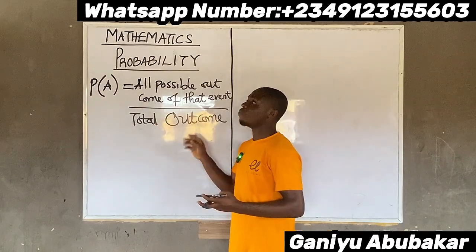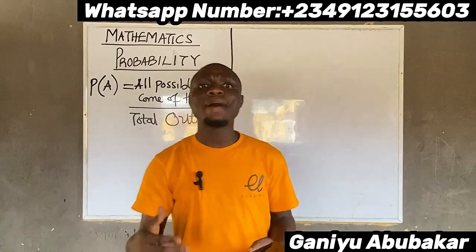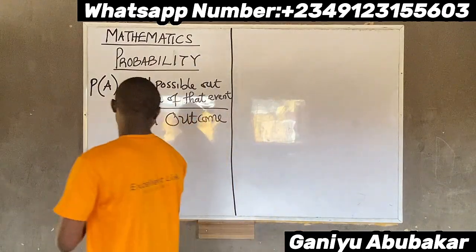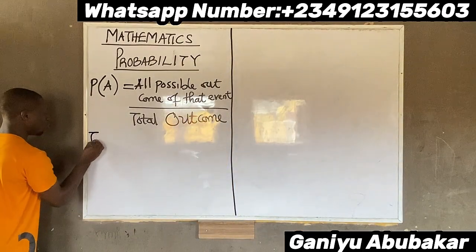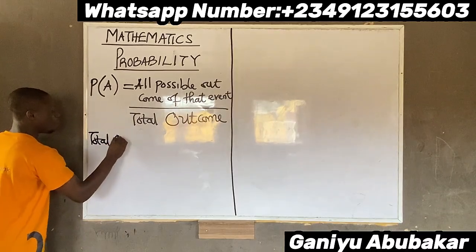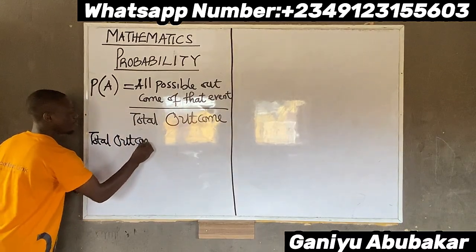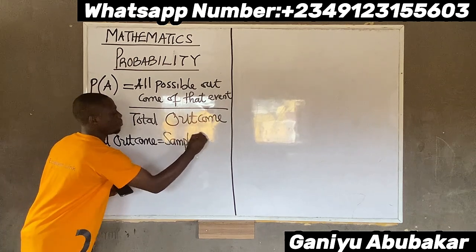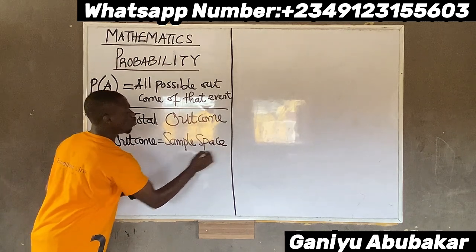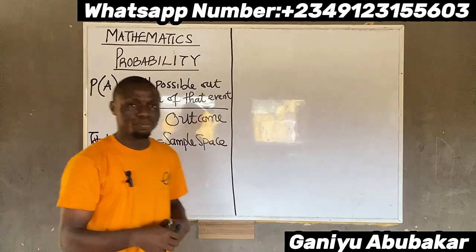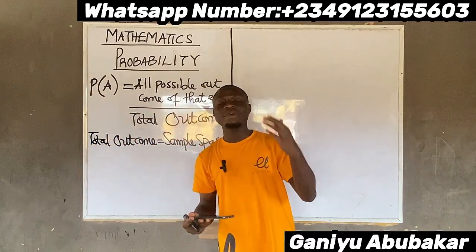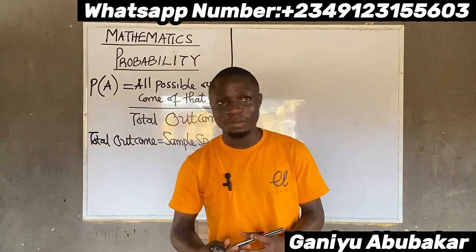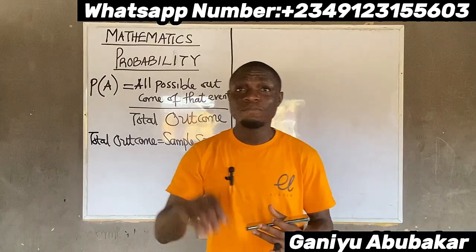So this total outcome can also be known as sample space. I can call total outcome sample space. We'll look at what sample space means as we proceed in the basic terms involved in probability. Please just wait.